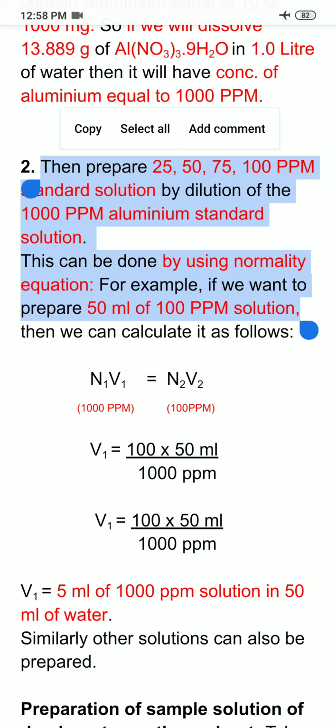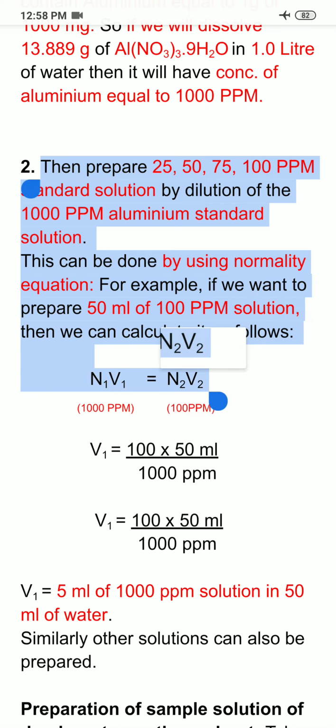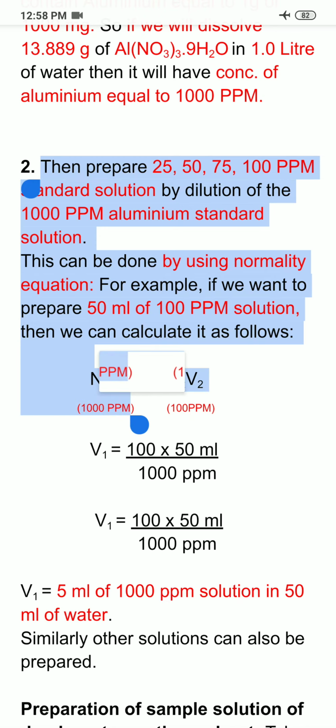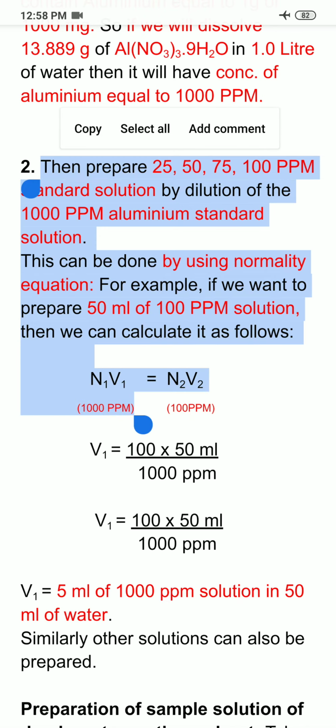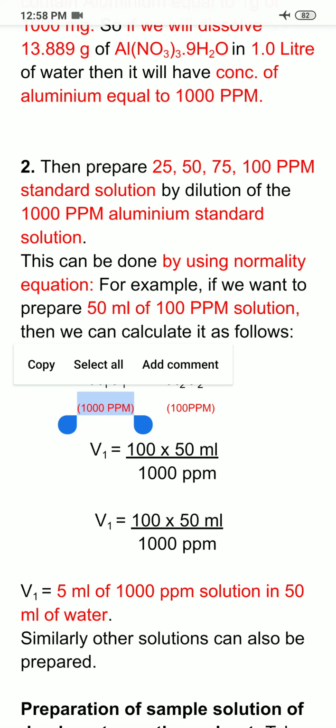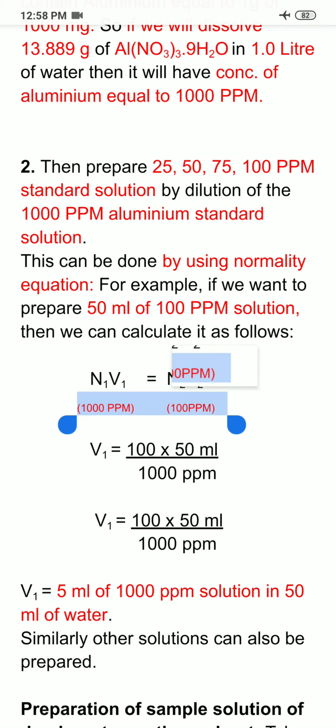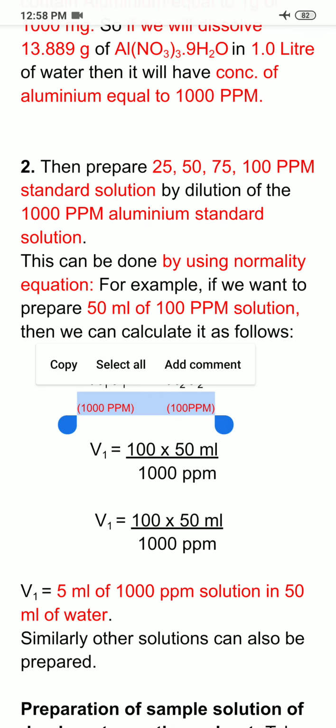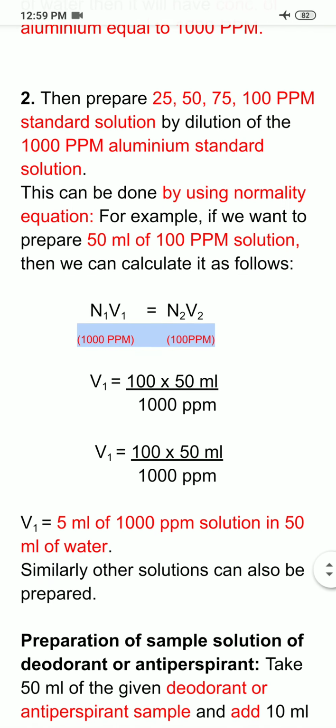In order to calculate this, I can write the normality equation N1V1 = N2V2. Now what you need to do is write the solutions on both sides of this equation. On the left hand side I have written 1000 ppm because this is known. This is your stock solution. You have a stock solution of 1000 ppm concentration and you want to prepare a solution of 100 ppm, so you will write 100 ppm on the right hand side. And now what else do you know?